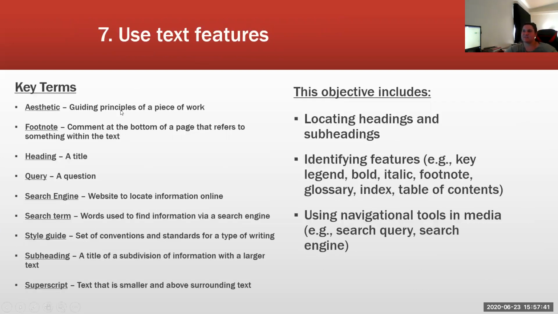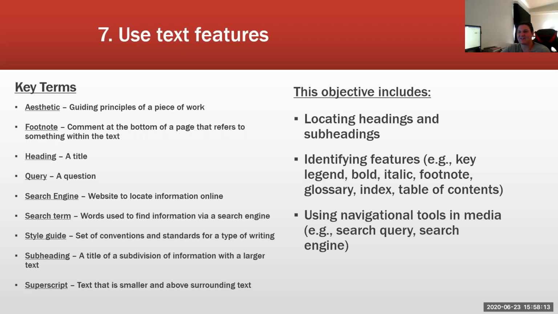Use text features. Aesthetic is guiding principles of a piece of work. A footnote is the comment at the bottom of a page that refers to something within the text. The heading is the title, so these are headings up here at the top, the red. Query is a question. Search engine is a website to locate information online, which we typically know as Google. Like, oh, Google knows. What's the blah, blah to something or another? Well, I don't know, Google knows.